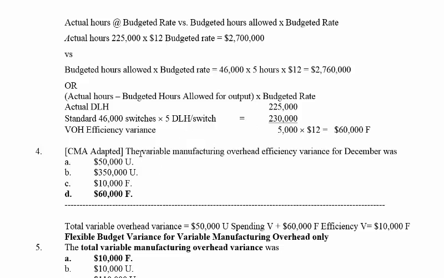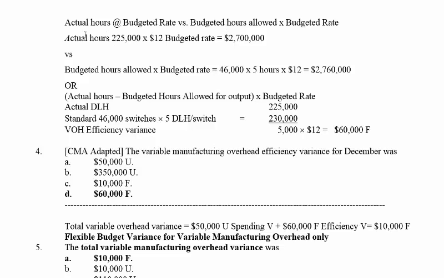Alright, so number 4, they want us to calculate the variable manufacturing overhead efficiency variance for December. What we're going to be looking at is taking actual hours at the budgeted rate and comparing that value against the budgeted hours allowed for the actual units produced times the budgeted rate. The budgeted rate is the same on both sides. We are now looking at efficiency. Did we use more or less hours than what we would have expected?